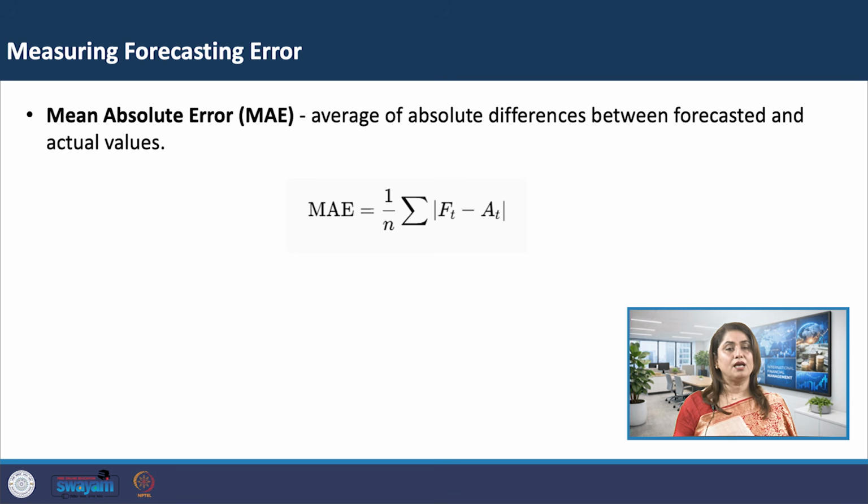The first is mean absolute error or MAE, the average of the absolute differences between forecast and actual values. It is easy to interpret because it is expressed in the same units as the exchange rates. An MAE of rupees 1.25 means that on average the model forecasts were off by rupees 1.25.